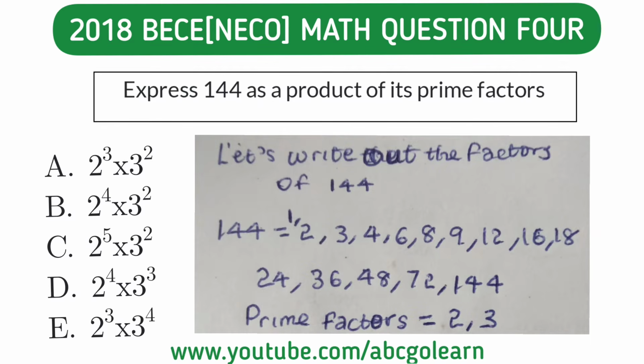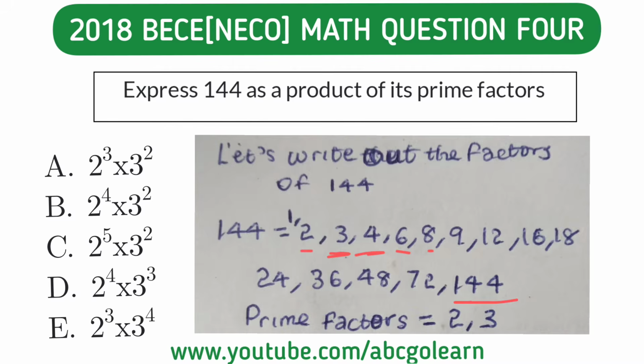Question number 4. The first thing we are going to do is to write out the factors of 144. The question is: express 144 as the product of its prime factors. So right now, you would look for the factors of 144. You would get 1, 2, 3, 4, 6, 8, and the likes towards 144. The next thing now is for us to take the prime factors that are in these factors.